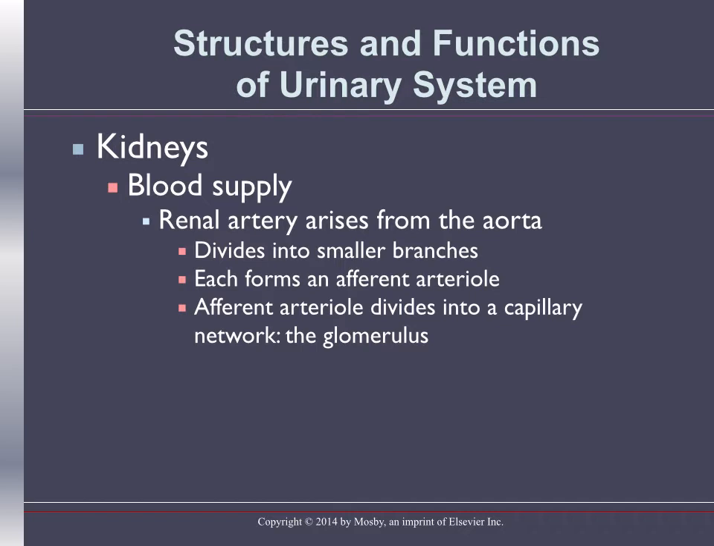This arteriole then splits to form a capillary network called the peritubular capillaries, which surrounds the tubular system. And all peritubular capillaries eventually drain into the venous system, and then the renal vein empties into the inferior vena cava. So that's how the blood supply in the kidney happens. Let's go to the next slide.